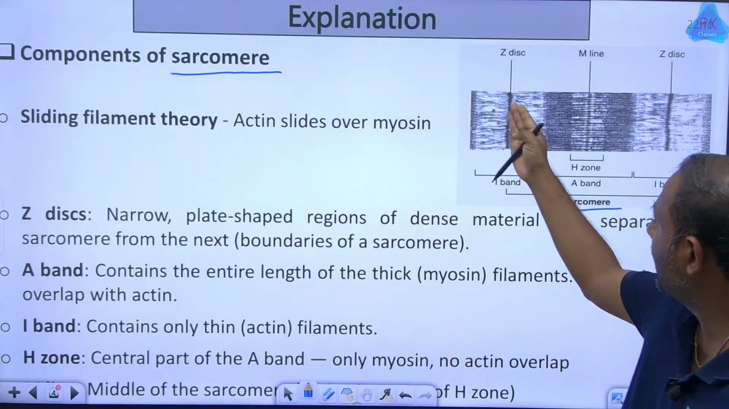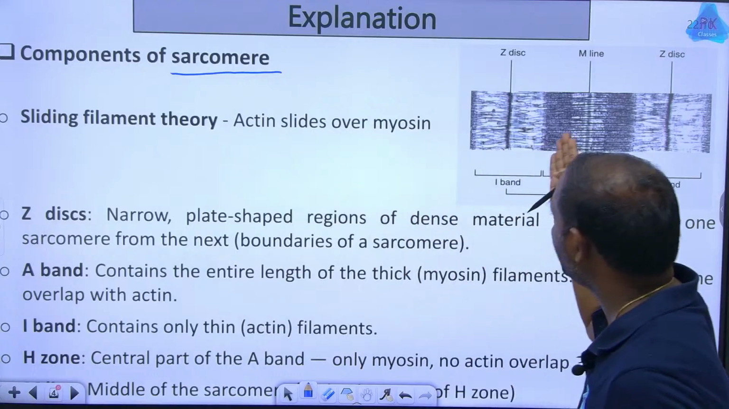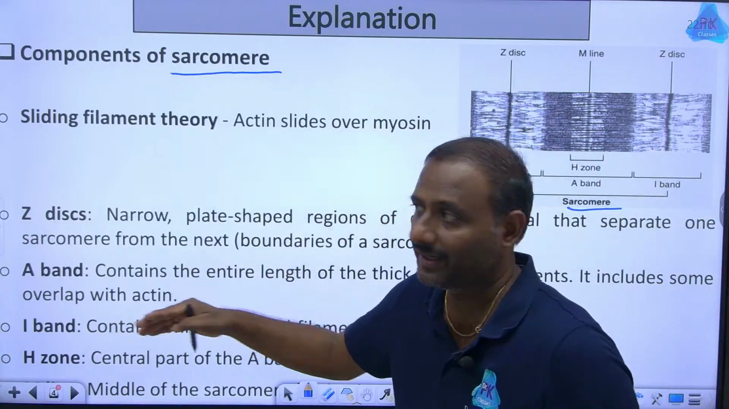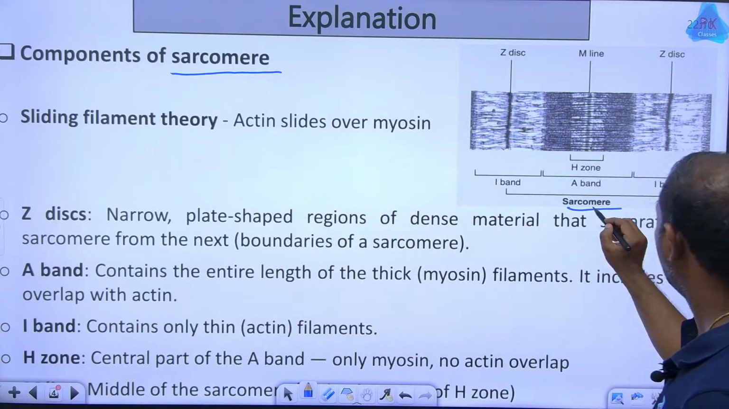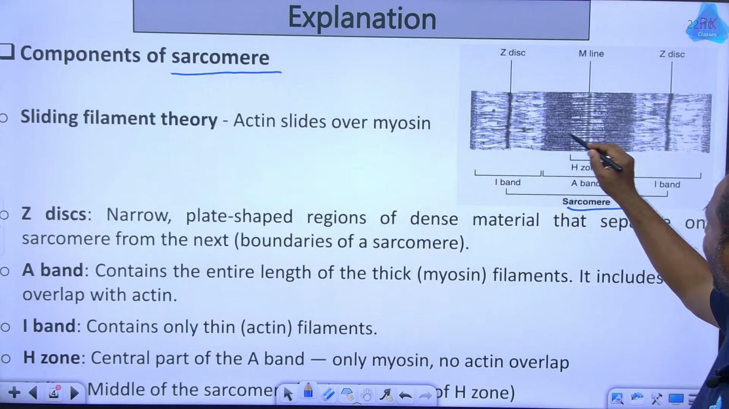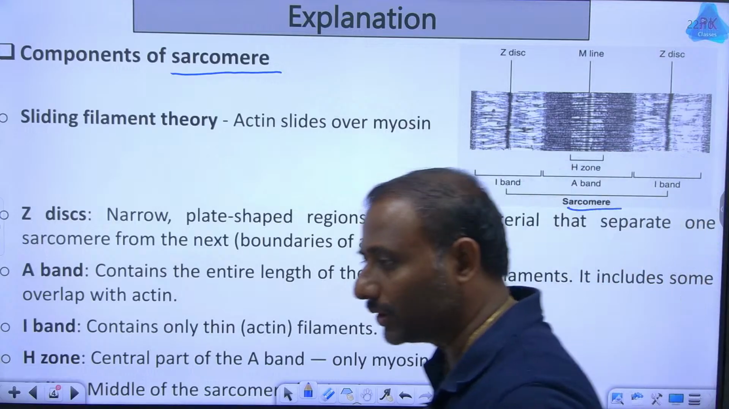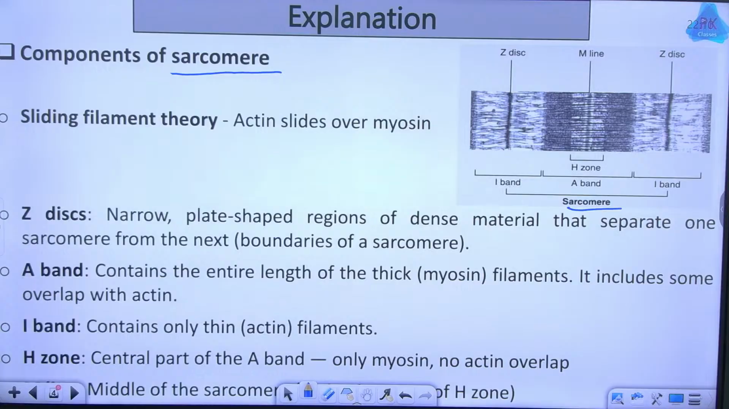मतलब इसके बाद और एक sarcomere रहेगा, उसके बाद और एक sarcomere रहेगा, मतलब ये repetitive units है, ठीक है? So which denotes the one sarcomere. So in between these two Z discs, the entire area उसी को हम एक sarcomere बोलते हैं, ठीक है?